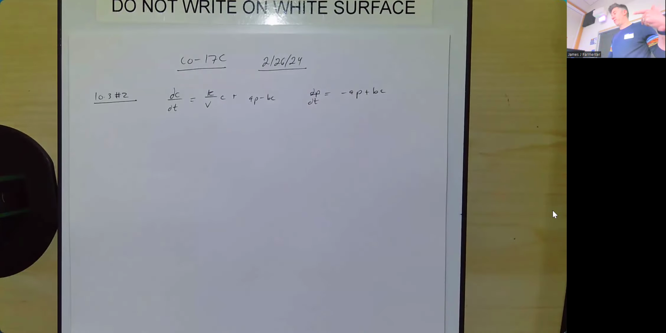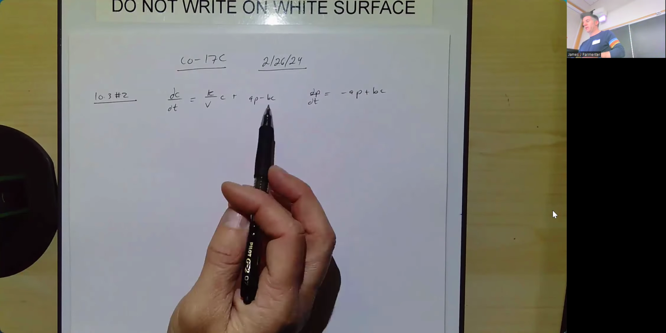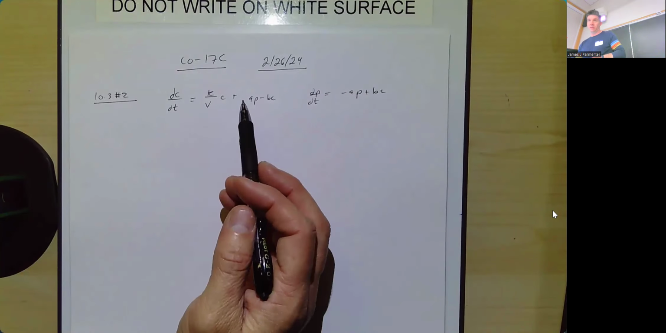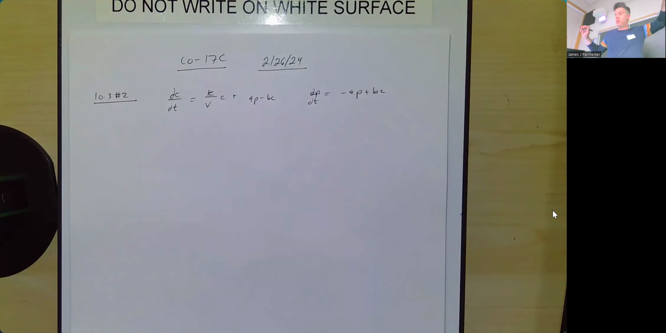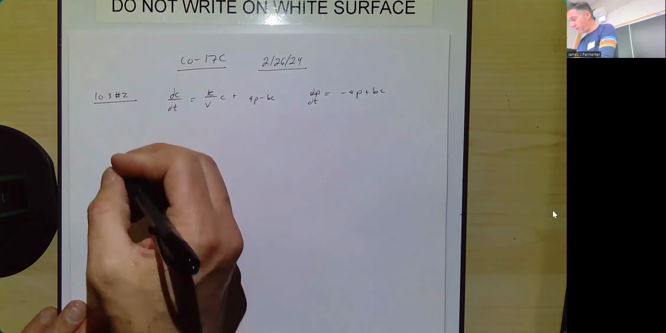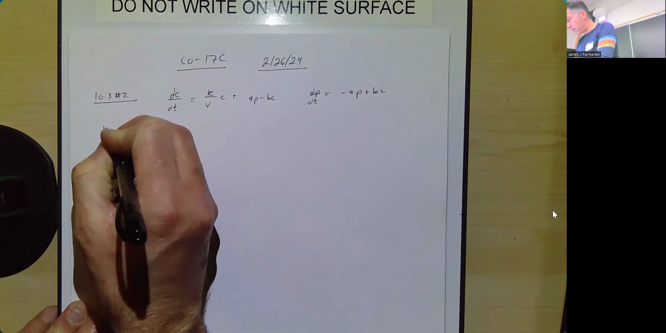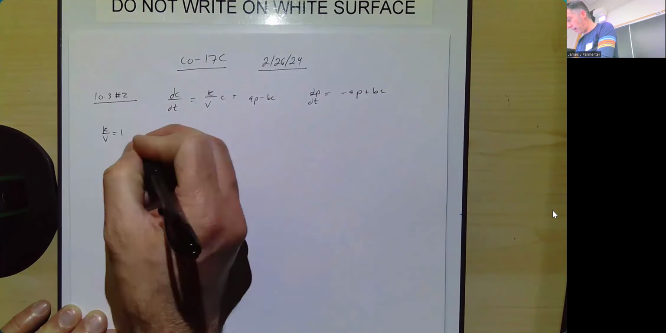Personally, I don't love the way they've written this, because if I was writing this, I would write all the C things first and the P things second in each equation, because I'm treating C as my x1 and P as my x2, right? Order matters. I would also say, before we get to finding anything, they tell us that K over V equals 1 and A equals B equals 1/2.